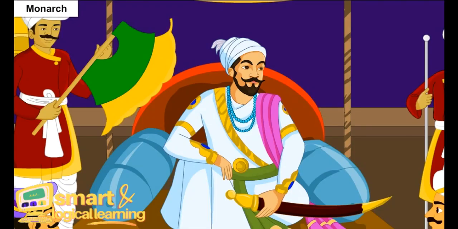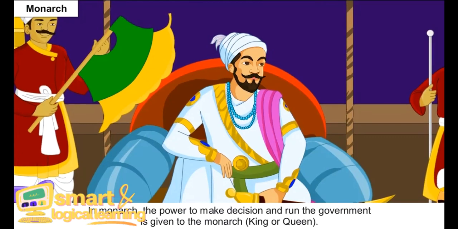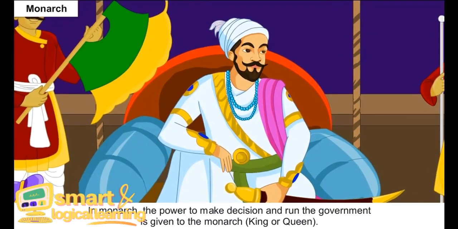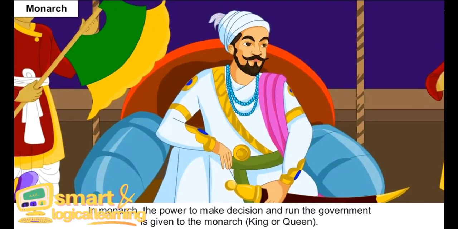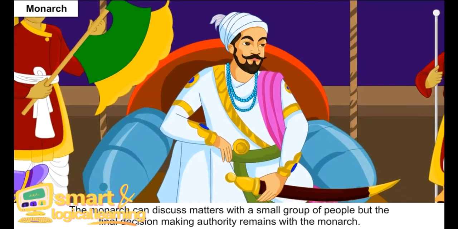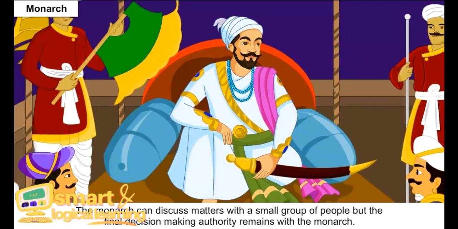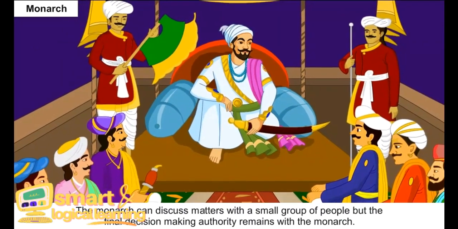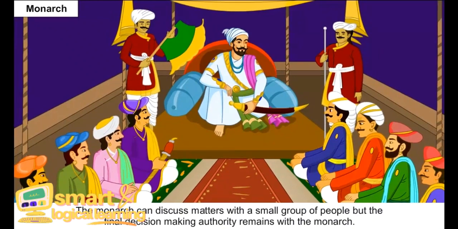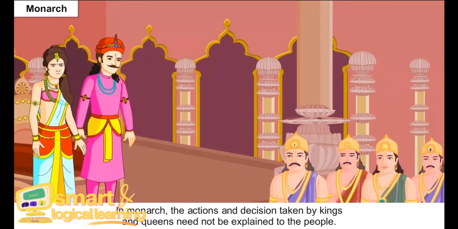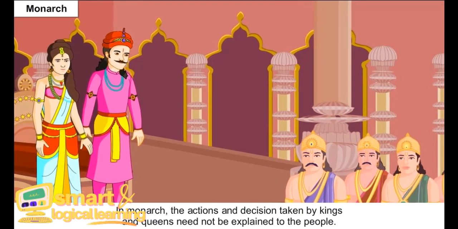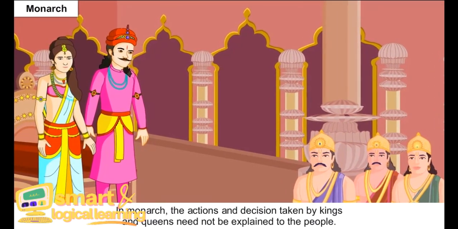Monarchy. In monarchy, the power to make decisions and run the government is given to the monarch, king or queen. The monarch can discuss matters with a small group of people, but the final decision-making authority remains with the monarch. In monarchy, the actions and decisions taken by kings and queens need not be explained to the people.